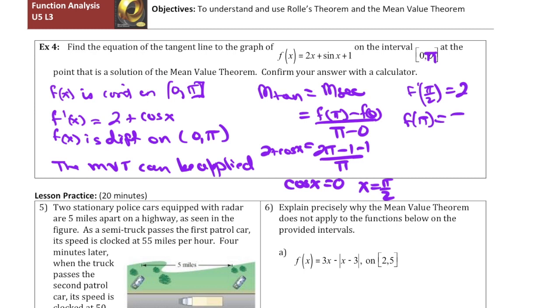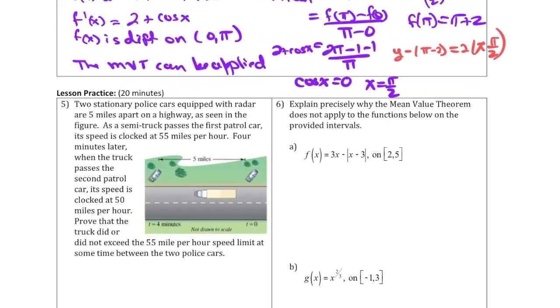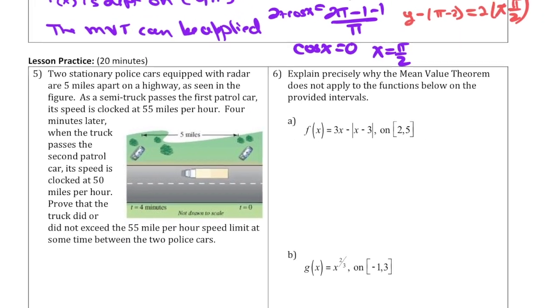f at pi over 2 is equal to pi plus 2. We'll write the equation of our tangent line. y minus the quantity pi minus 2 is equal to your slope, which was 2, times x minus pi over 2. So we have the equation of our tangent line written to where the slope of the secant line is equal to the slope of the tangent line.